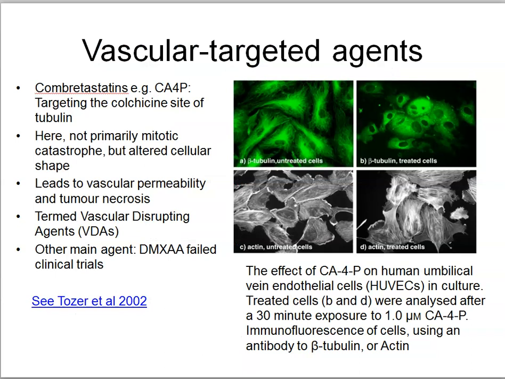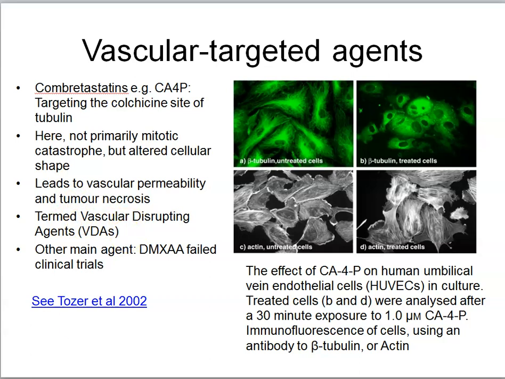So finally, looking at tubulin inhibitors, we've mentioned the combretastatins, which are part of the colchicine group, and the main drug that's been used recently is CA4P, and this targets the colchicine site of tubulin, but it doesn't primarily act upon the tumours, it acts upon the vascular endothelial cells of tumour blood vessels. So this drug is called a vascular disrupting agent, so we're not targeting the tumour cells directly, we're targeting the tumour's vasculature.